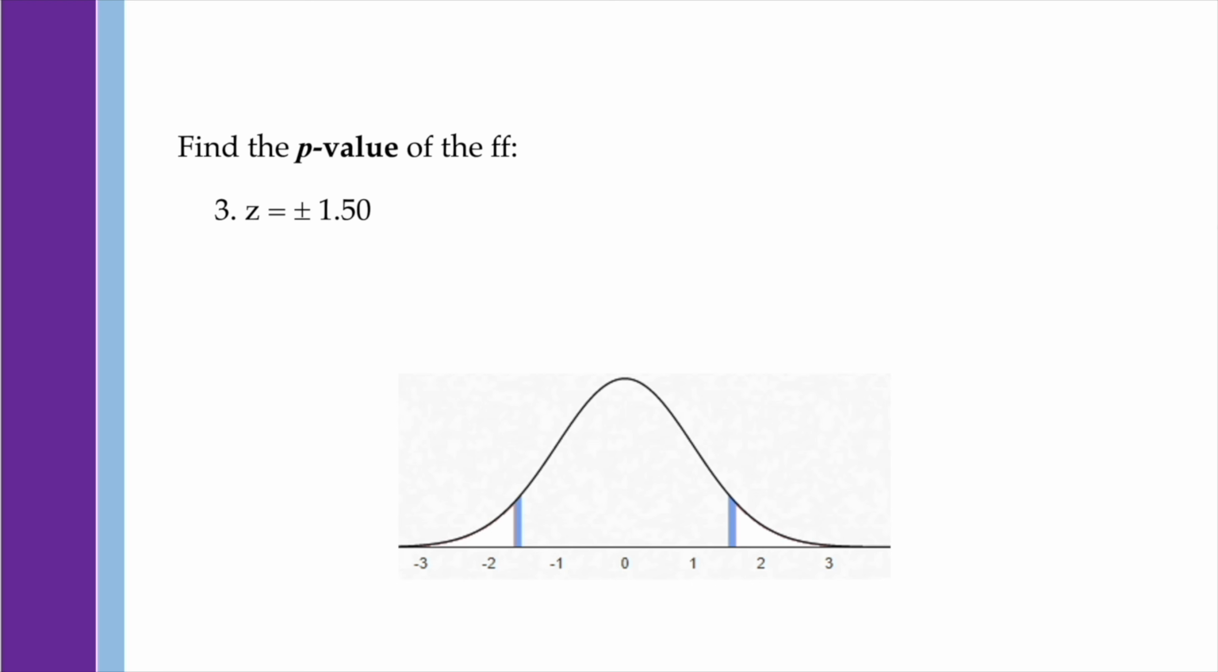we have two areas to the extreme, the one represented by this region and the one represented by this region. So we just have to get the area of this region, which is the probability that z is less than negative 1.50, and add it with this area, which represents the probability that z is greater than 1.50.